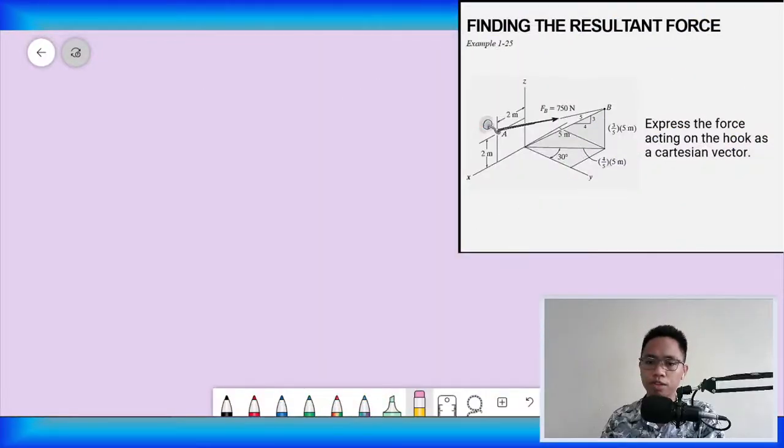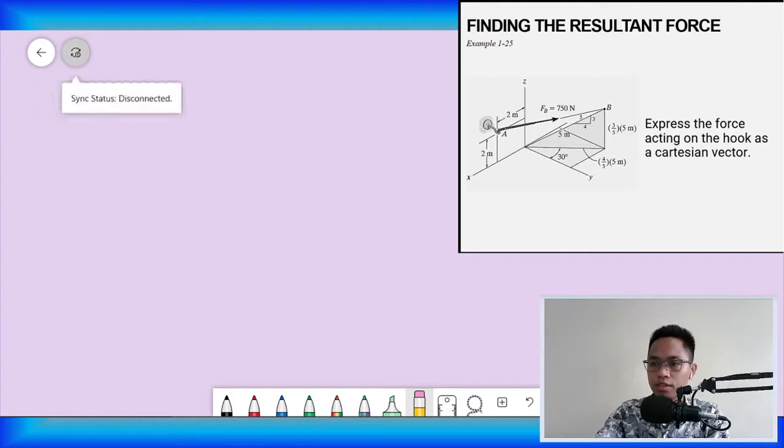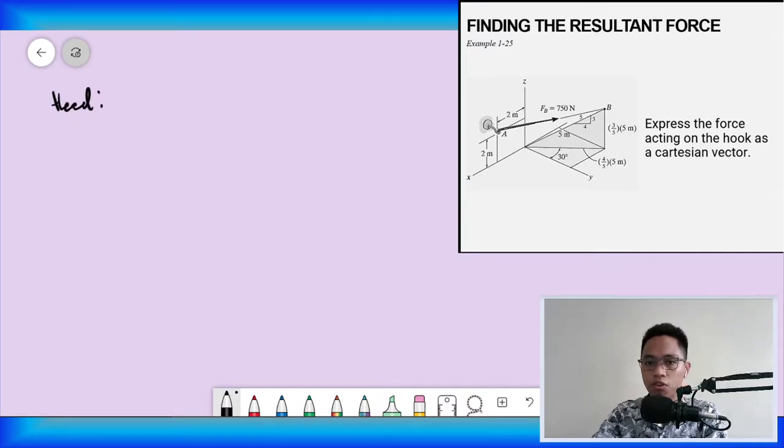example number 25. Alright, so the first step again is you identify who is the head. Let's start with our head. Based on the example, the force is acting from A towards the direction of B. It follows the line AB, which can be extended farther out, but it follows the direction from point A to point B. So obviously our head is B, and now we need to take note of its coordinates.